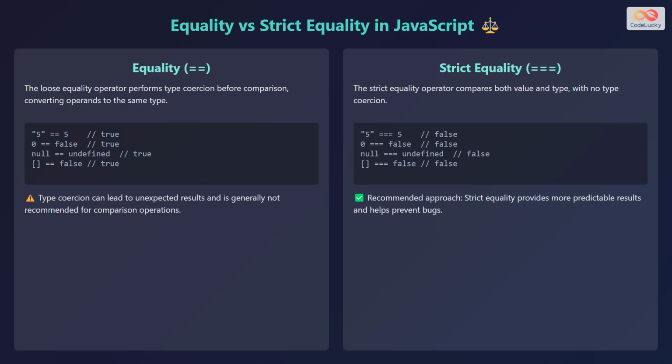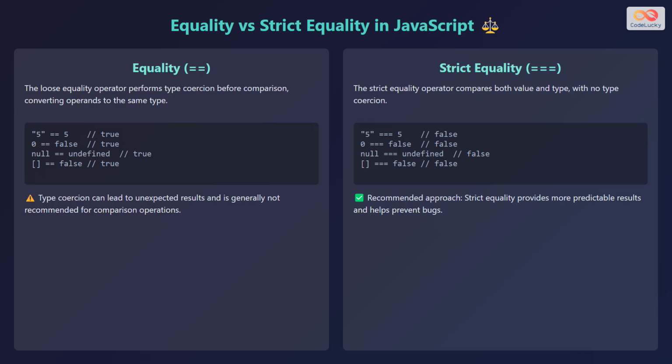The loose equality operator, denoted by double equals, performs type coercion before making a comparison. This means that JavaScript will try to convert the values to the same type before comparing them. For example, the string 5 double equals 5 returns true, 0 double equals false returns true, and null double equals undefined also returns true. Empty array double equals false is also true. However, type coercion can lead to unexpected results, and is generally not recommended for comparison operations.